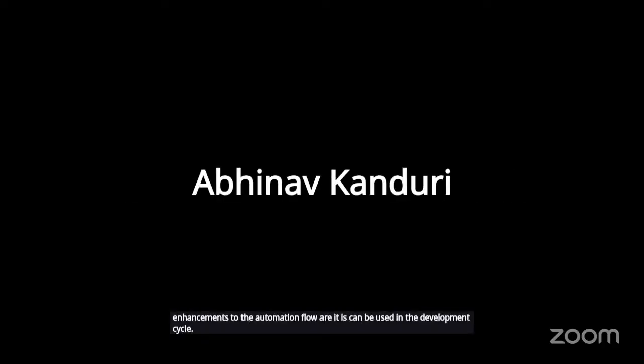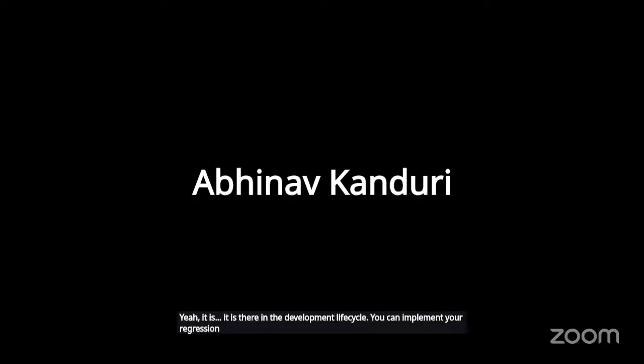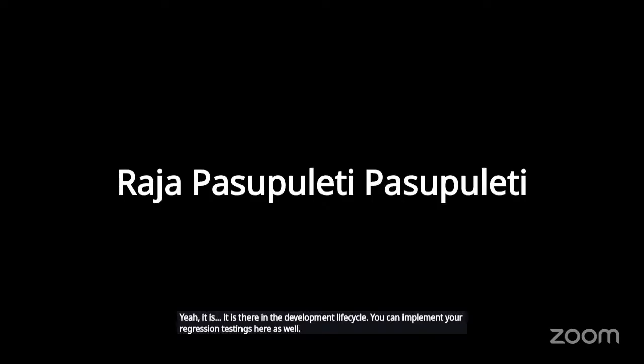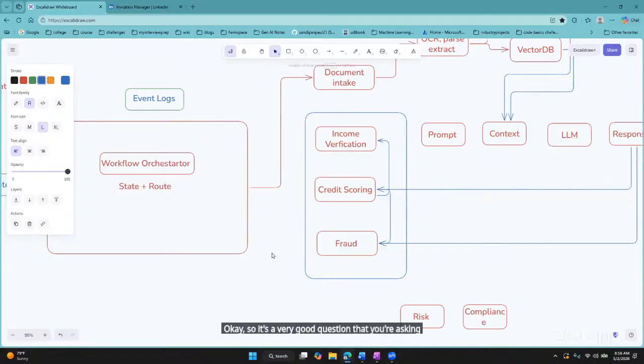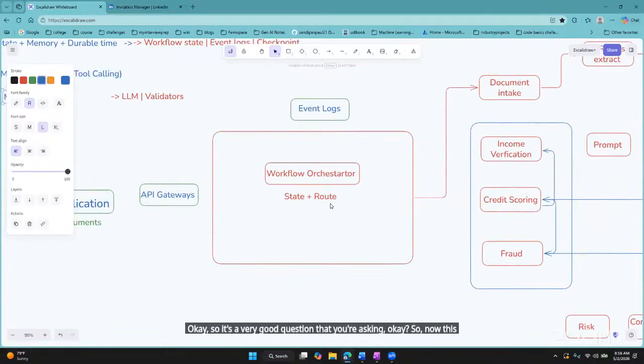Yes, it is there in the development life cycle. You can implement your regression testing here as well. For example, this is trying to route. Okay, let me share my screen. It's a very good question that you're asking. So now this orchestrator is trying to route to the particular node, right?